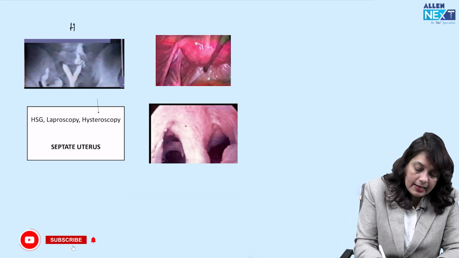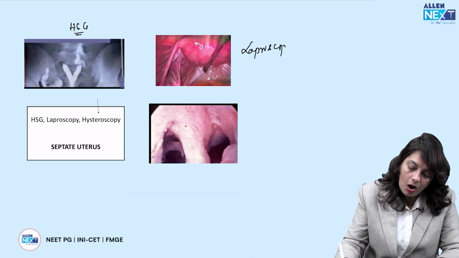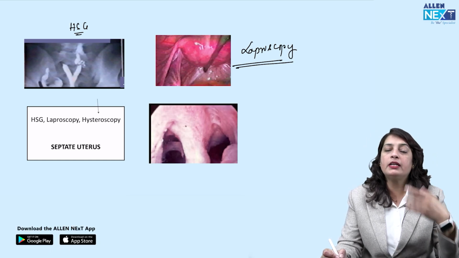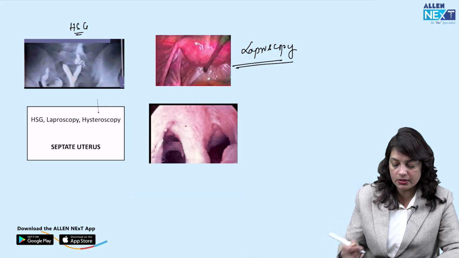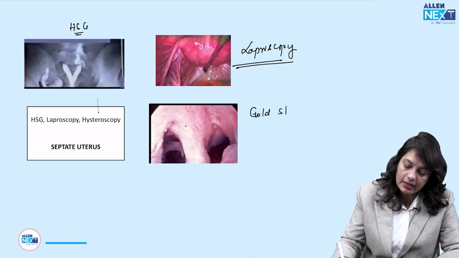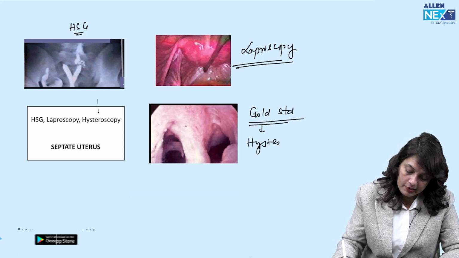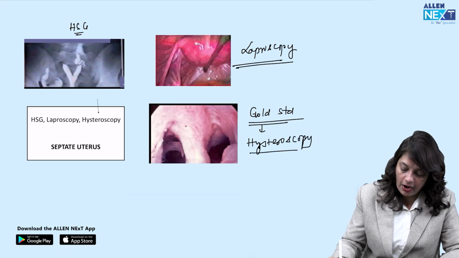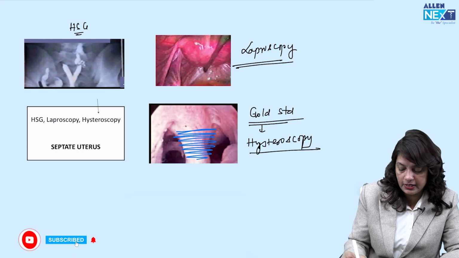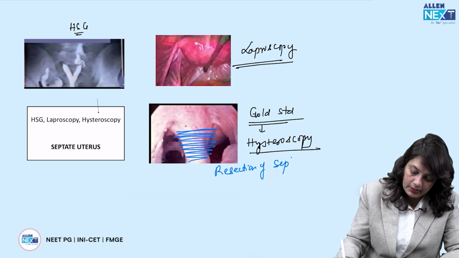So this is the HSG image. This is laparoscopy. However, on laparoscopy, it is very difficult to comment upon the septate uterus. It can comment upon the bicornuate uterus. And number 3, I talk about the gold standard investigation. Gold standard investigation here will be hysteroscopy. Now, while I am doing hysteroscopy, in the same sitting, I can do the resection of the septum. So, hysteroscopic guided resection of the septum.